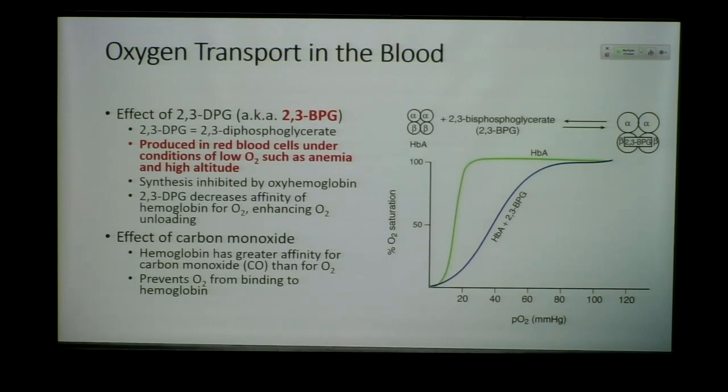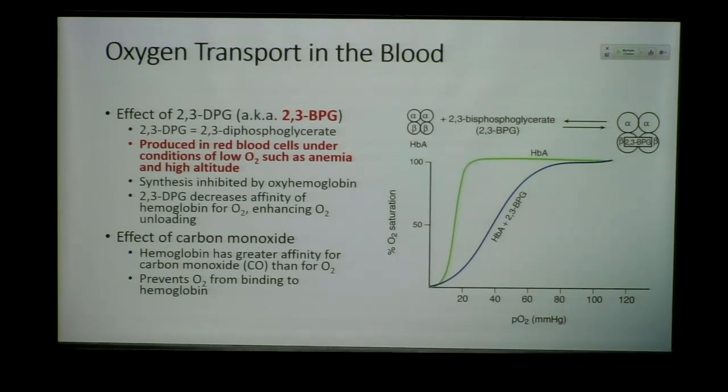Okay, now the fourth factor that influences the way hemoglobin behaves is called 2,3-DPG, aka 2,3-BPG. So you may see this in different literature in different ways, but just understand it's the same thing. 2,3-diphosphoglycerate or bisphosphoglycerate, referring to the same molecule. So this is produced in red blood cells under conditions of anemia or low oxygen saturation. This is also produced at high altitudes, which also equals low oxygen saturation. And so basically under these types of states, we create more of this 2,3-DPG.